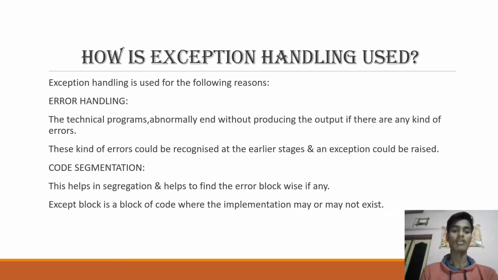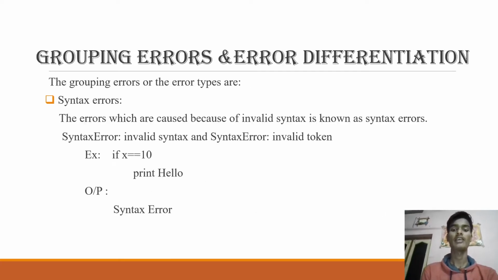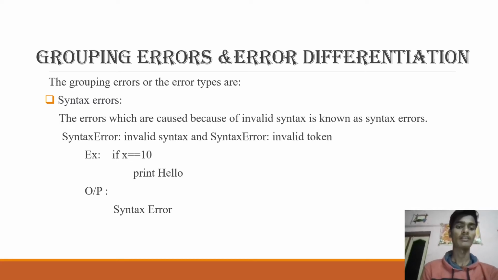An except block is a block of code where an implementation may or may not exist. Grouping errors and error differentiation. The grouping of errors: there are mainly two types of errors. One is syntax errors, another one is runtime errors.